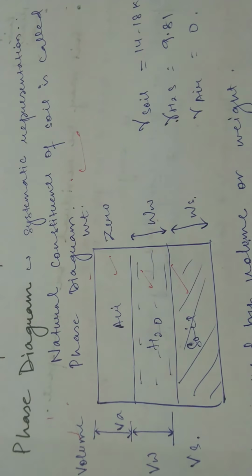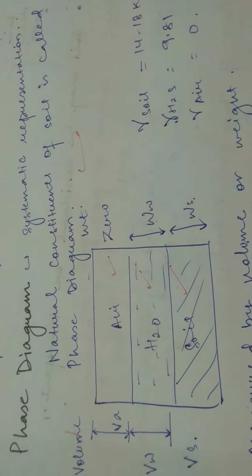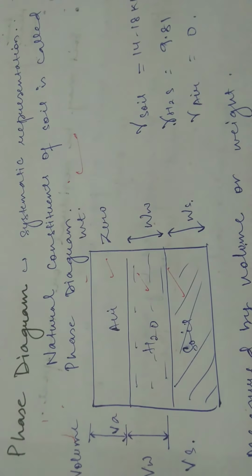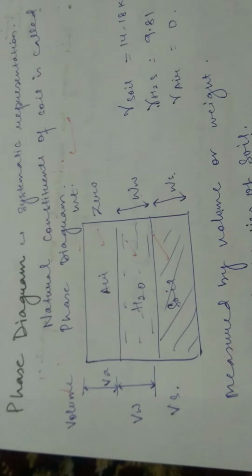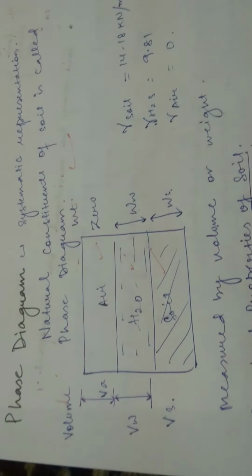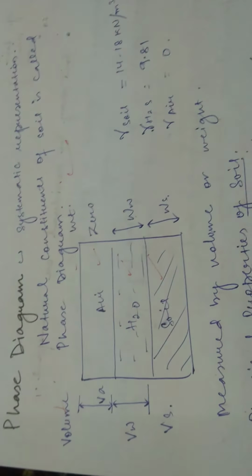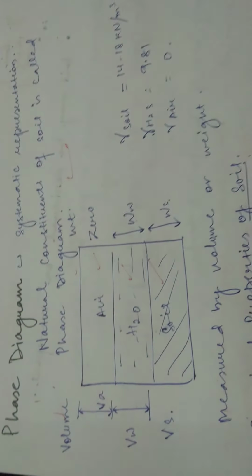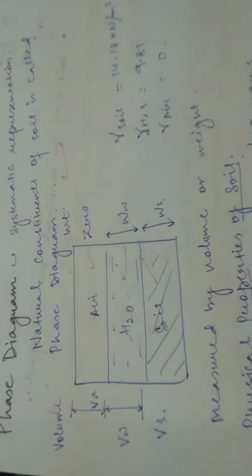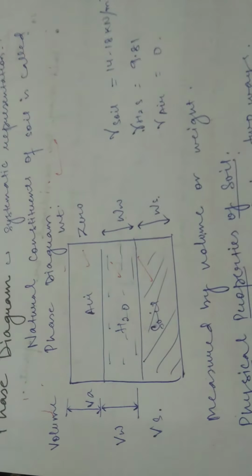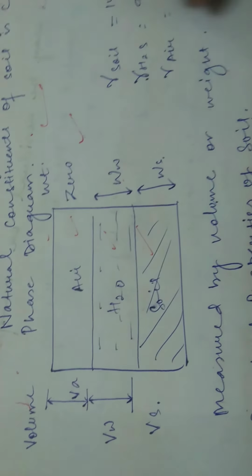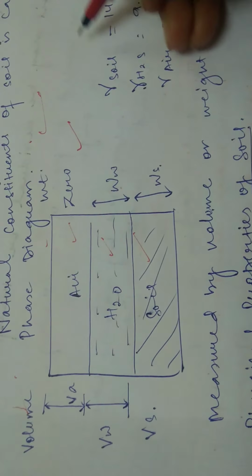The soil is a three-phase system, but it becomes a two-phase system in two cases: when the soil is absolutely dry, that is there's no water at all, or when it's fully saturated, that is there's no air at all. Okay, the phase diagram is the representation of the real soil.